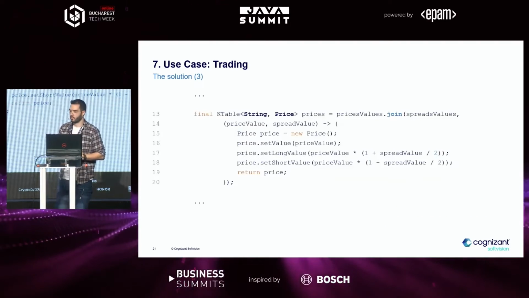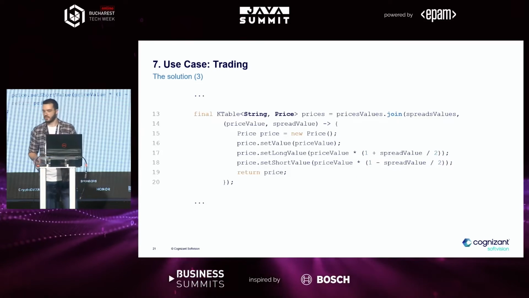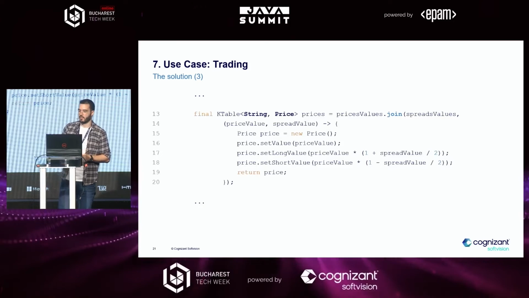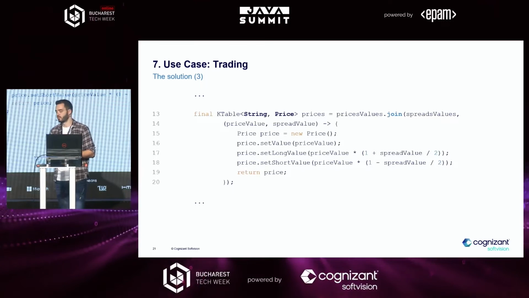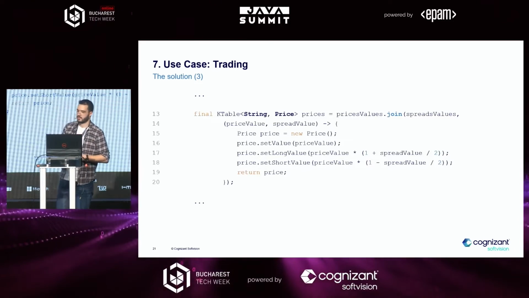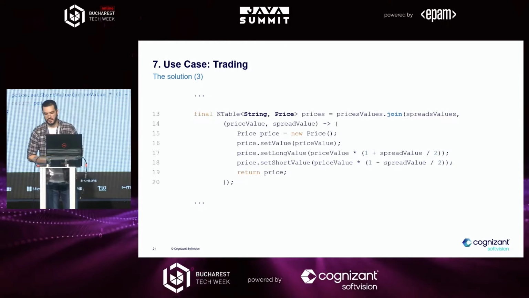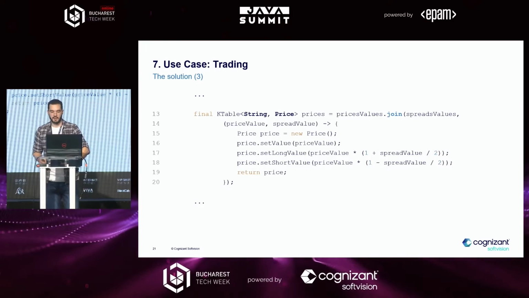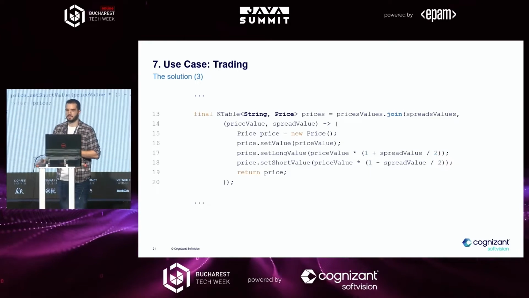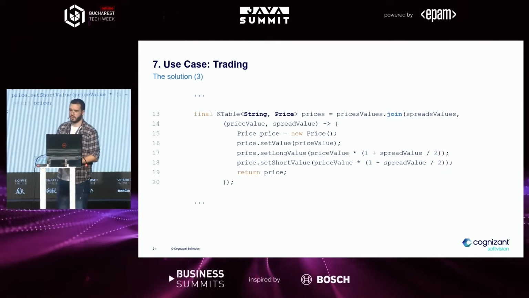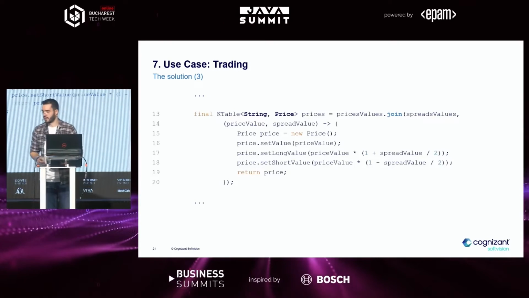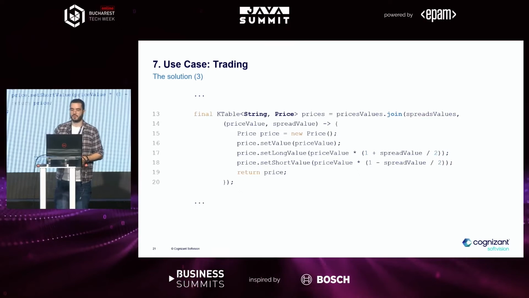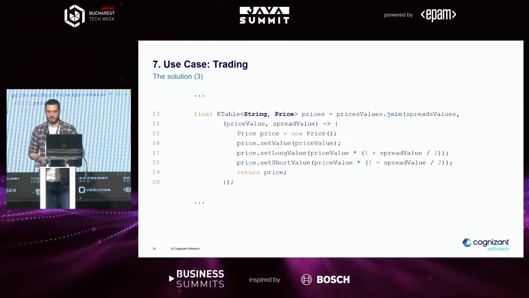The code for this operation is pretty straightforward. We take the prices value stream and join it with the spreads value stream by passing a lambda function to the join method, which expects an instance of the ValueJoiner functional interface. In the lambda, we create, initialize, and return the price object. As you can see, the long price is set to the price value plus half of the spread, and the short price is set to the price value minus half of the spread.